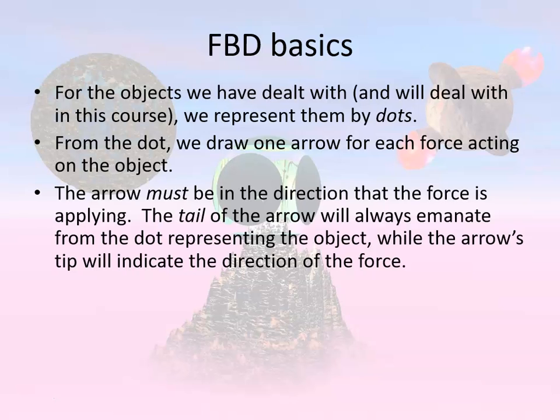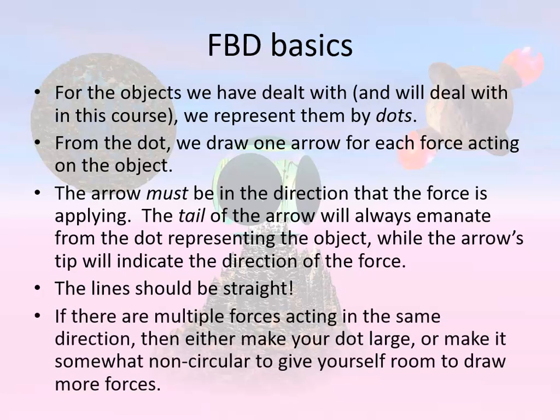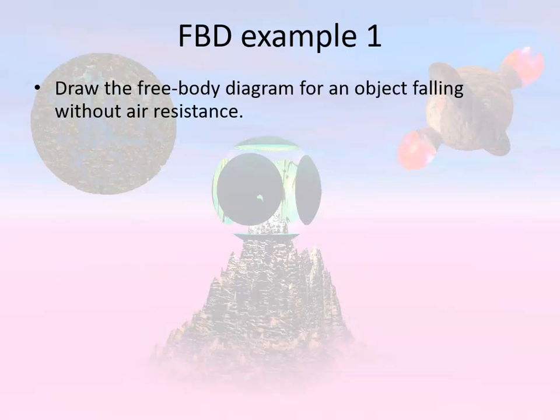In other words, if the force is applied on the object up and to the left, such that if that was the only force acting on the object it would accelerate up and to the left, then the arrow should be such that the tail of the arrow is on the dot, and the arrow points up and to the left. So the arrow always emanates from the dot, and the direction will indicate the direction of the force. The lines should be straight. Curved arrows for free body diagrams are always wrong. And if there are multiple forces that happen to be acting in the same direction, you might want to make your dot large enough so that you'll have room to draw those multiple forces.